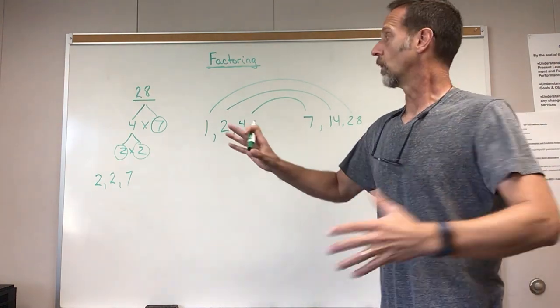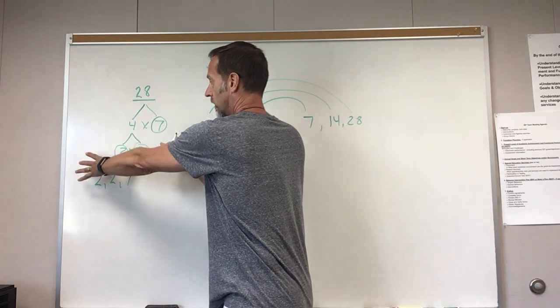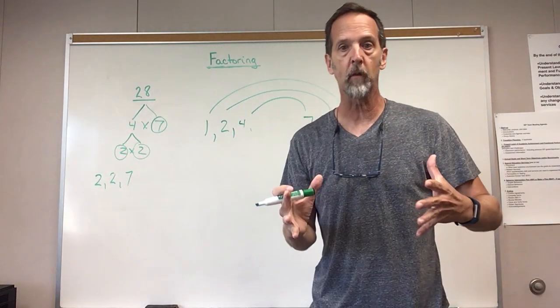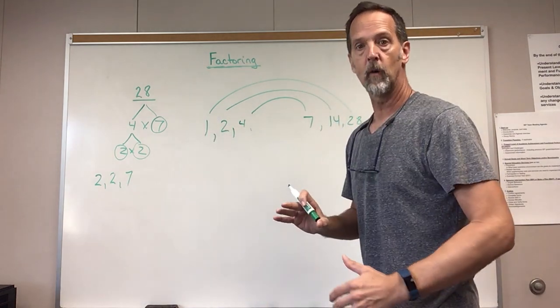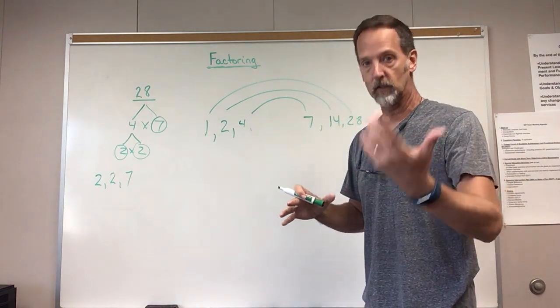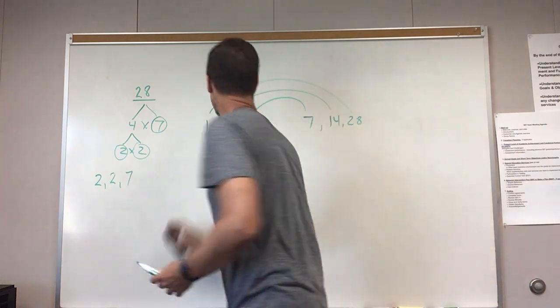Okay? So, first we made the factor tree, found all our prime numbers, and then we counted our way to make our factor rainbow to find all the factors. Let's do another. We're gonna do a couple, don't worry.